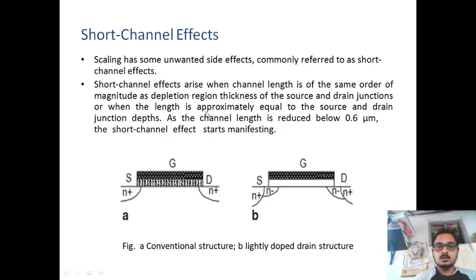To reduce the short channel effects, we use a structure that is the lightly doped drain structure. When you use this structure, we can overcome short channel effects at that condition, when the device is scaling but the supply voltage is not scaling. This is the general conventional structure, the general conventional section of a MOS transistor. This is the lightly doped drain structure for a MOS transistor.